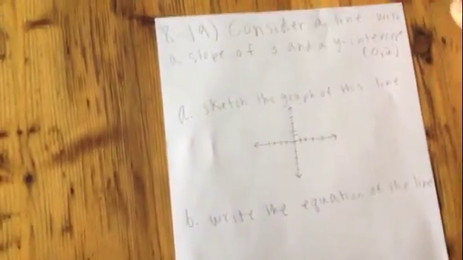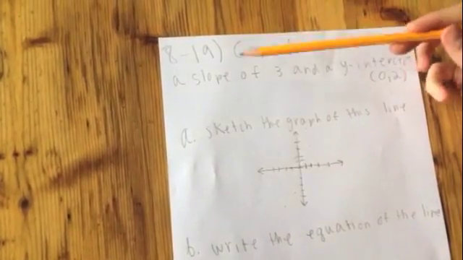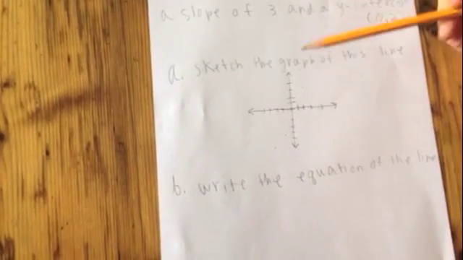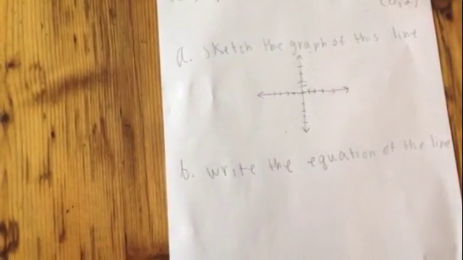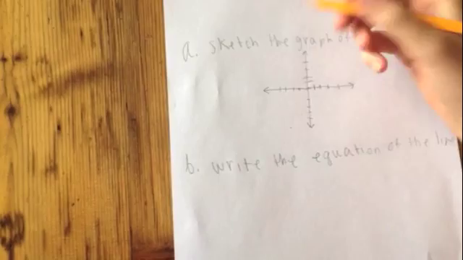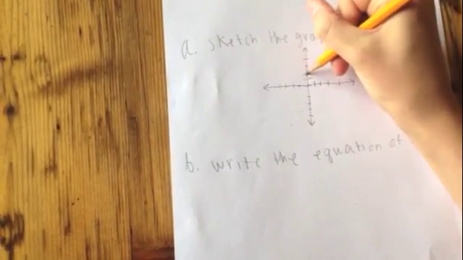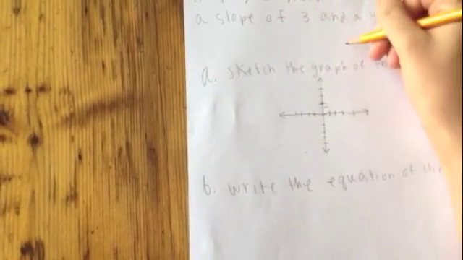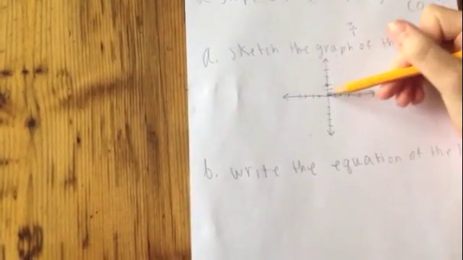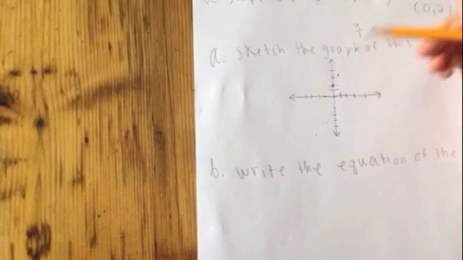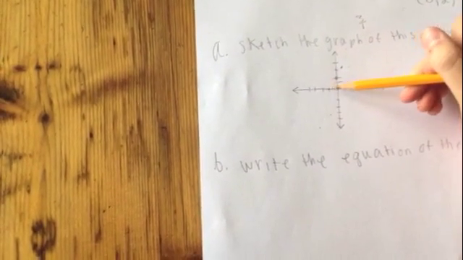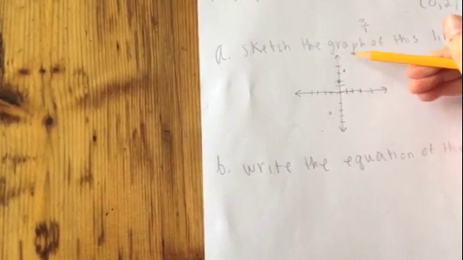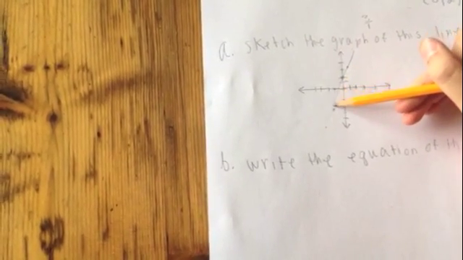For problem 819, we are going to consider a line with a slope of 3 and a y-intercept of (0, 2). Sketch the graph of this line. Since we know the y-intercept is at 2, we know that it must cross at 2. For the slope, we know that if it's just 3, it's going to be 3 over 1. So you're going to go up 3 over 1. You can do the same in reverse, so over 1, down 3. And then just connect the line to make your graph.